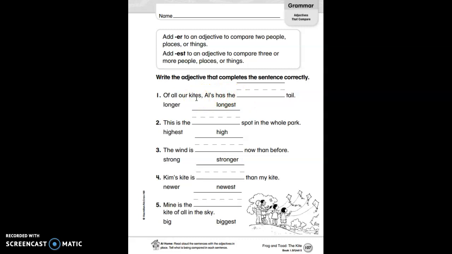Right, we're comparing three or more. Of all our kites. So we're comparing all our kites and Al's. So that's three or more. Go ahead and write longest on the line.